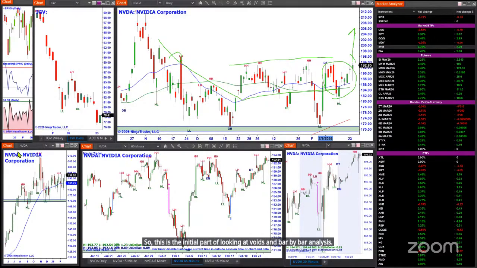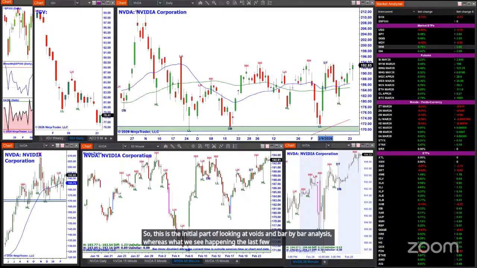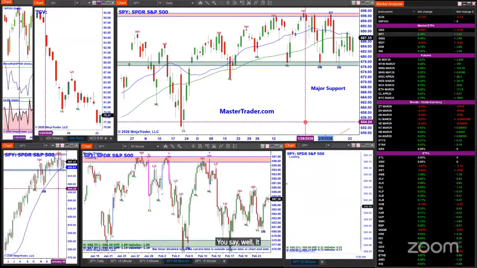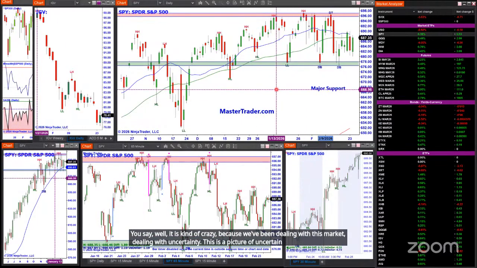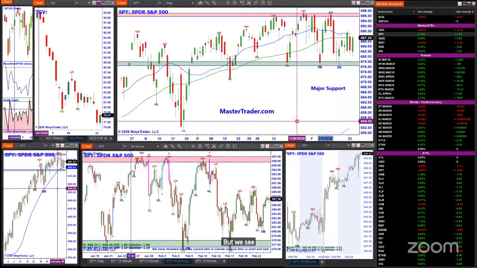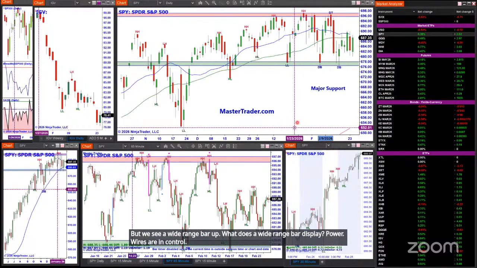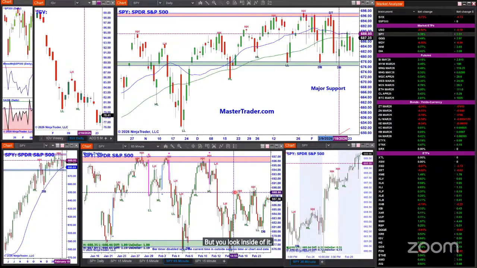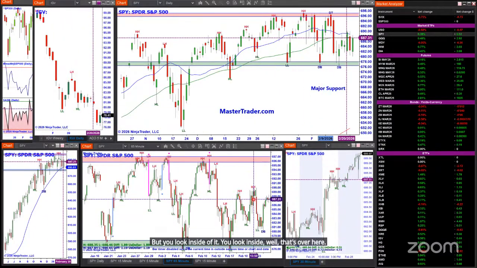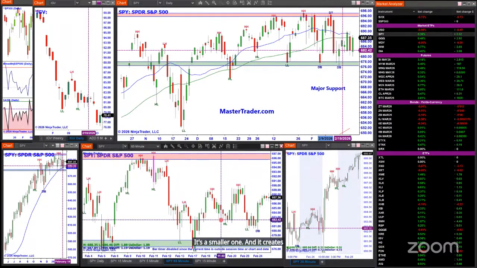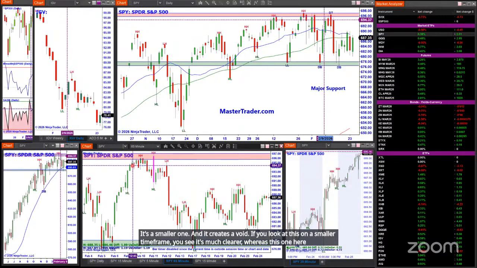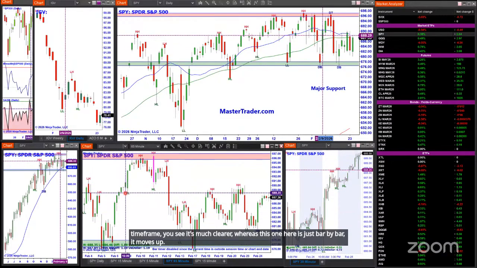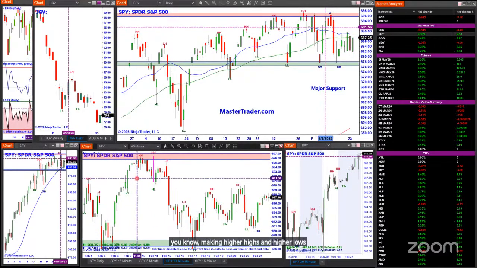Whereas what we see happening the last few days, you say, well, it is kind of crazy, because we've been dealing with this market, dealing with uncertainty. This is a picture of uncertainty in the Spiders. But we see a wide range bar up. What does a wide range bar display? Power. Buyers are in control. But you look inside of it, well, that's over here. This is a smaller one, and it creates a void. If you look at this on a smaller time frame, it's much clearer, whereas this one here is just bar by bar. It moves up, making higher highs and higher lows, just a giant momentum move.